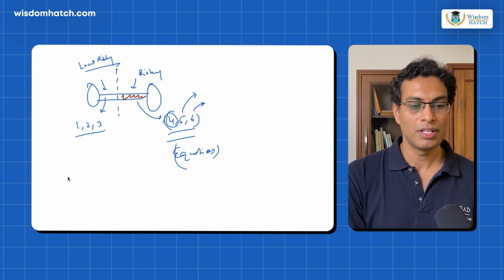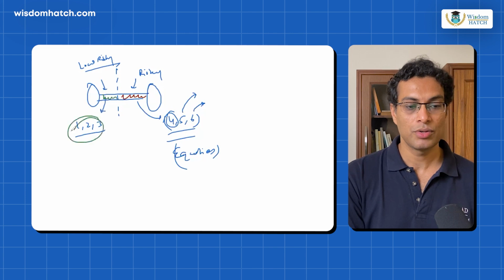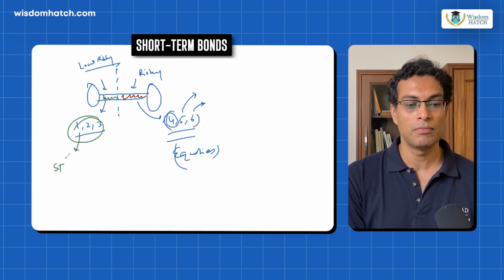The other half of the barbell is kind of safe-ish. So here you will pick what? Here you will pick short-term bonds. Here you will pick FDs. Here you will pick long-term bonds.